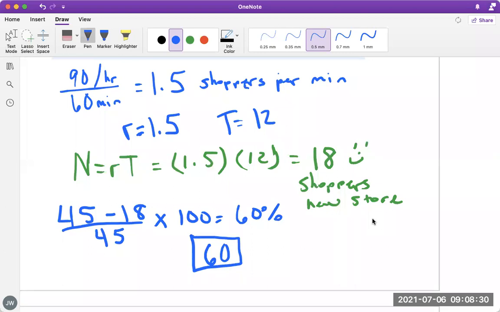All righty. Now, before we move on to the last one, I did want to point out that this is a percent less problem. What's important to note about it is, remember, he had an old store and a new store. In the new store, the shoppers are spending less time because they're moving much faster through, right? So the average time in the first store was longer than the new store. The original store operates slower than the new store. But that makes sense, right?